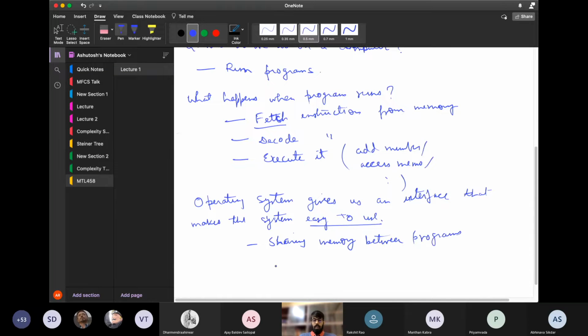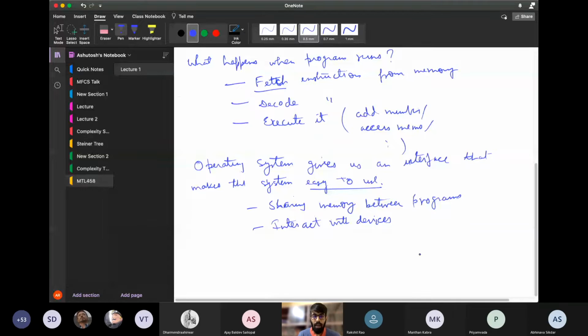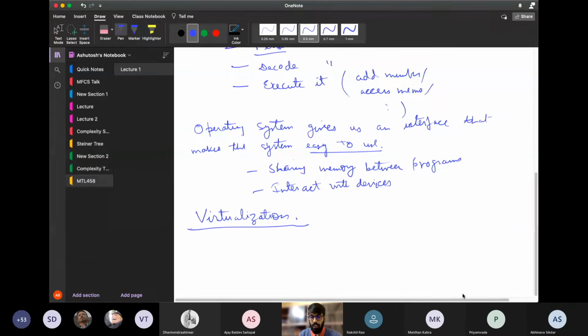Or interacting with devices like speakers and keyboard. And one of the key things that the operating system does, I'll be using OS and operating system interchangeably, to make the system easy to use is called virtualization. Does anybody have any idea what virtualization is?